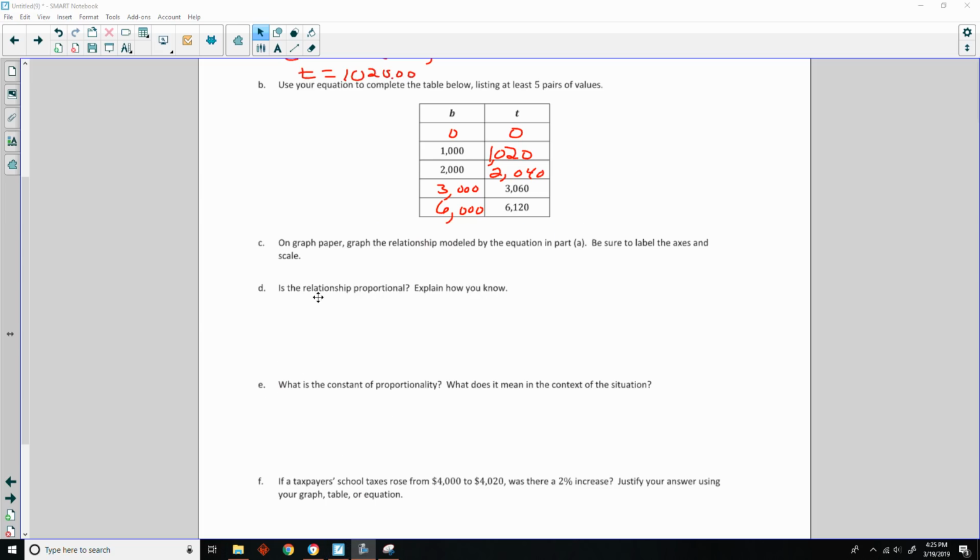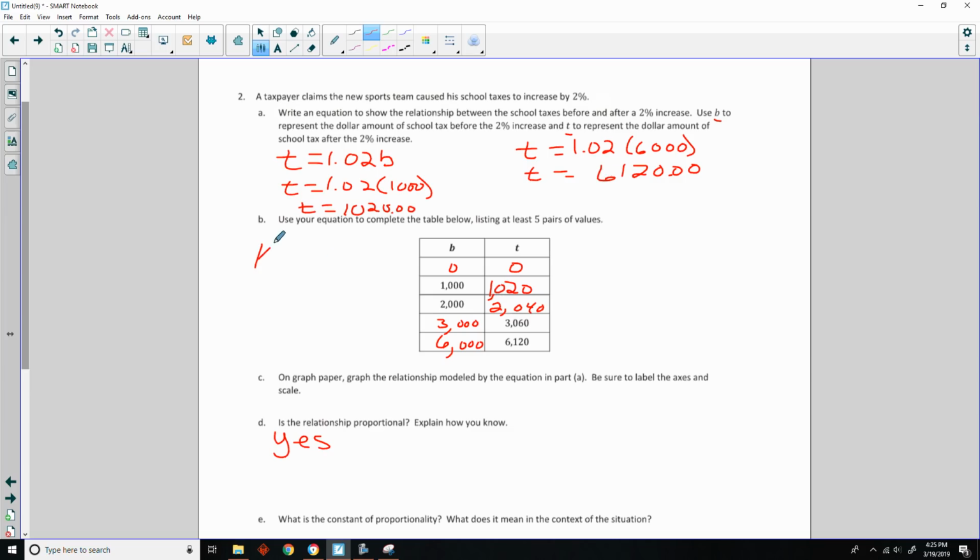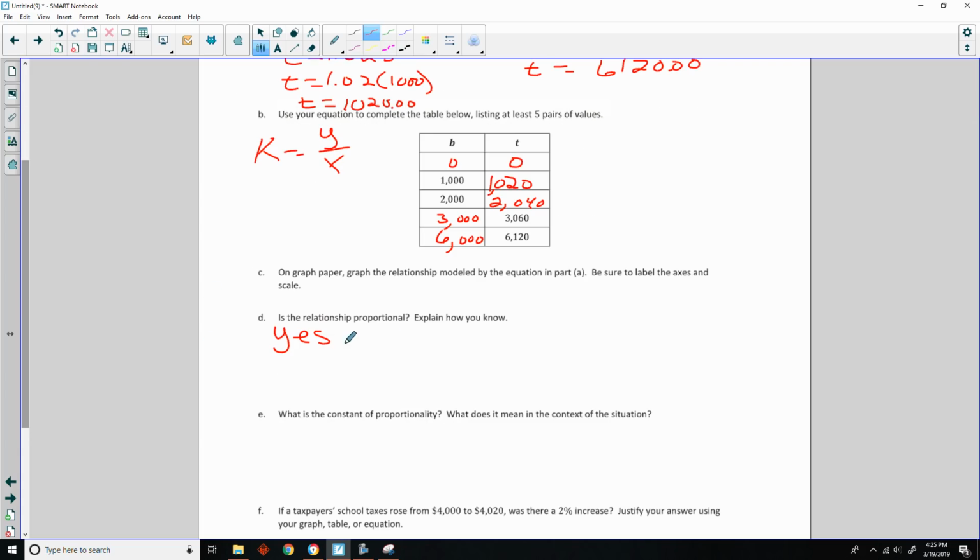Okay, is the relationship proportional? Well, looking at that graph, I would definitely say that it is proportional. Yes, because there is a constant of proportionality, and when we check 6,000, it checked 6,120. Okay, the proof's in the pudding, right? K equals y divided by x. 0 divided by 0, you don't count that one, but 120 divided by 1,000 is the same as 2,040 divided by 2,000, and so on. They're all equal. And that's how you know. Because y over x is always equal to the same k.